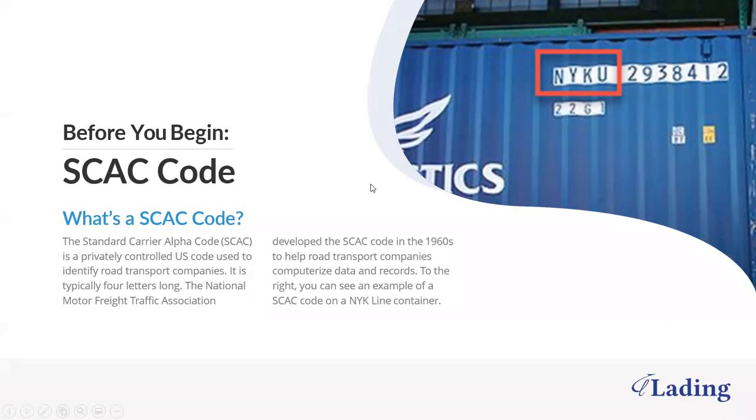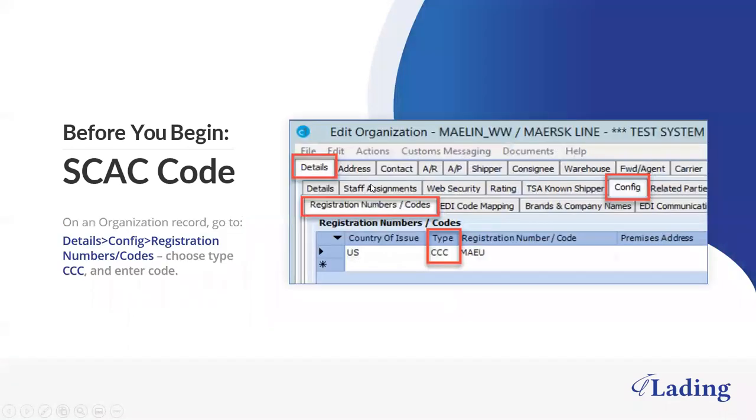So where do you put this in CargoWise? Well, on the organization. So in this case, the organization is Maersk. From the Details tab of the organization, go to the Config subtab, Registration Numbers and Code, and the type is going to be CCC. If you put in type CCC, put in your SCAC code.